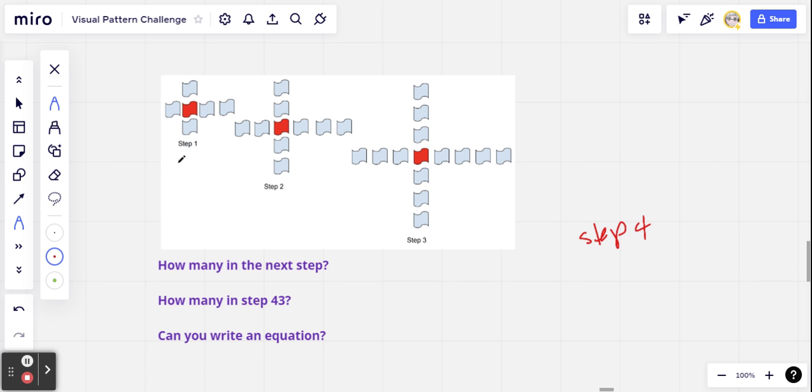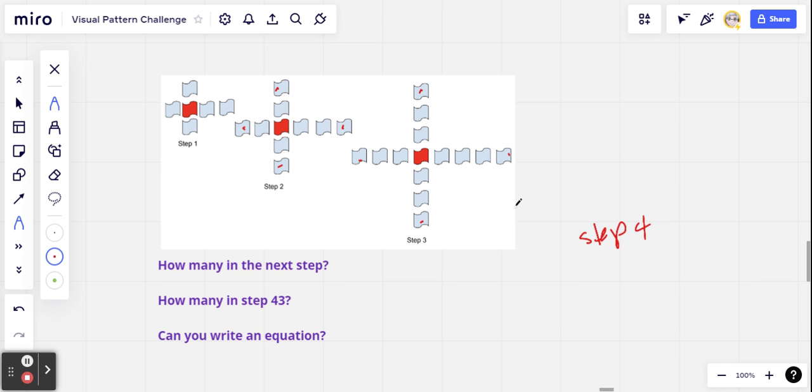Okay, let's see what we've got going on here so we can try to predict step 4. So I'm seeing the one red flag in the middle and these other light blue flags going off in the 4 directions. And it looks like it starts with 1 in each direction except 2 off to the right here. And then what happens in step 2? It looks like they've added 1 up here and here and here and here. Yeah, it looks like they've just added 1 to each of the arms. And then do they do the same thing in step 3? Yeah, it looks like it.